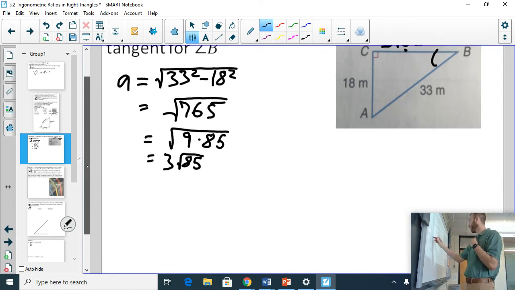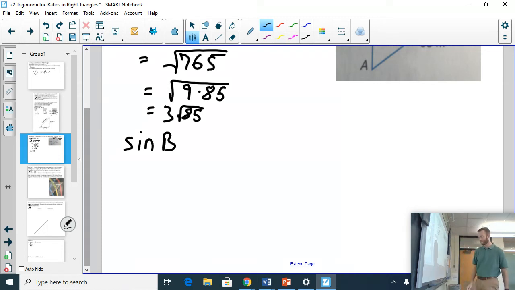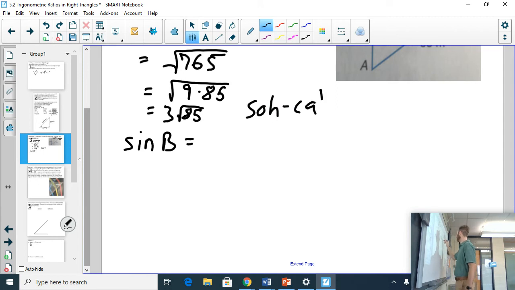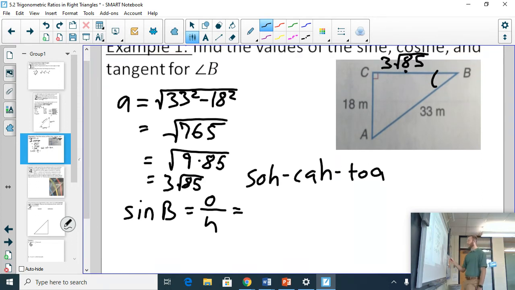The sine of angle B there is going to be SOH, right? SOH CAH TOA is what we'll always use. Sine is opposite over hypotenuse, which in this case, of angle B, opposite of angle B is 18 across from it. And then the hypotenuse is 33.